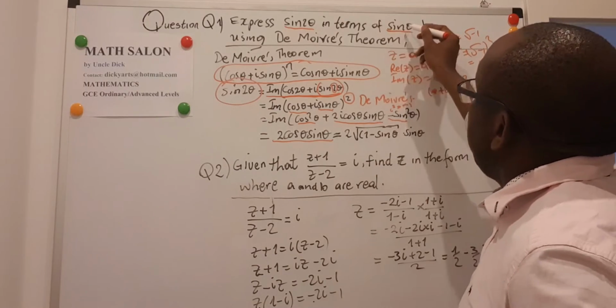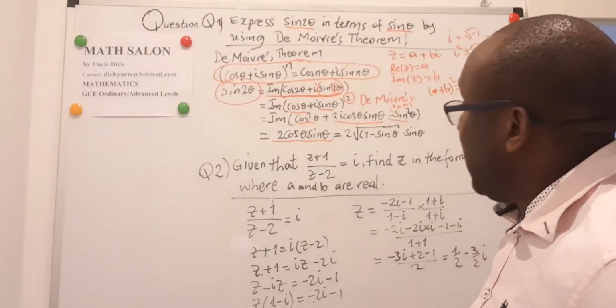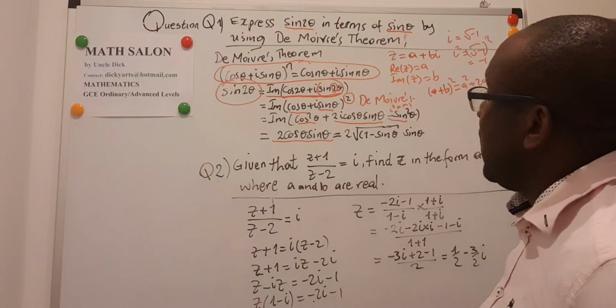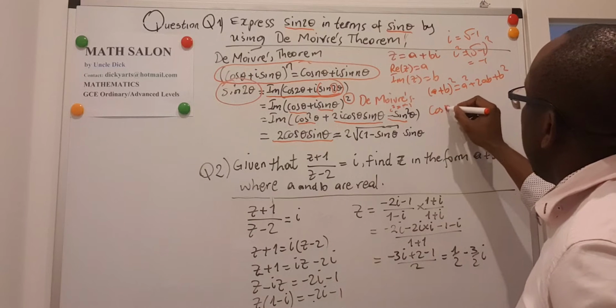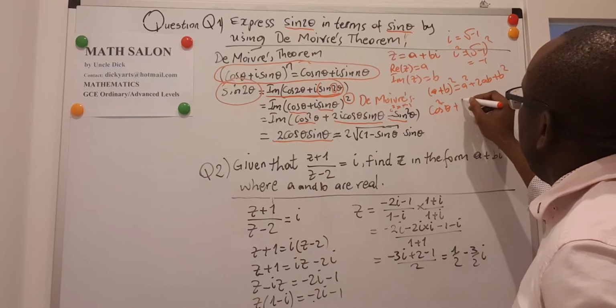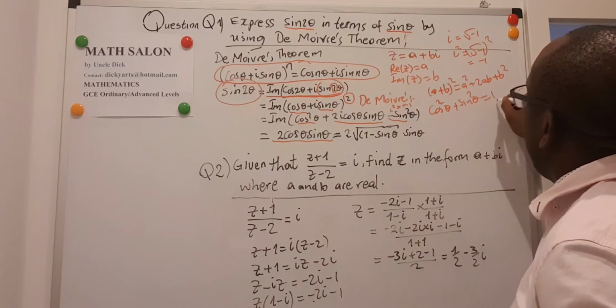But I was asked to give them only in terms of theta. So it means here I have to try to change cos theta to something in sine theta. But we also know from this identity that cos squared theta plus sine squared theta is equal to 1.